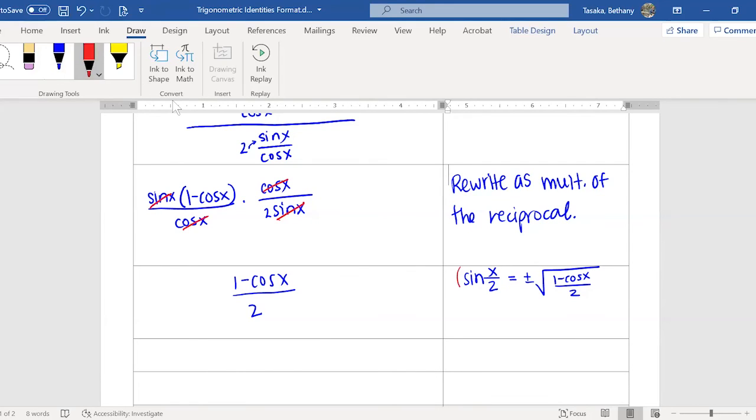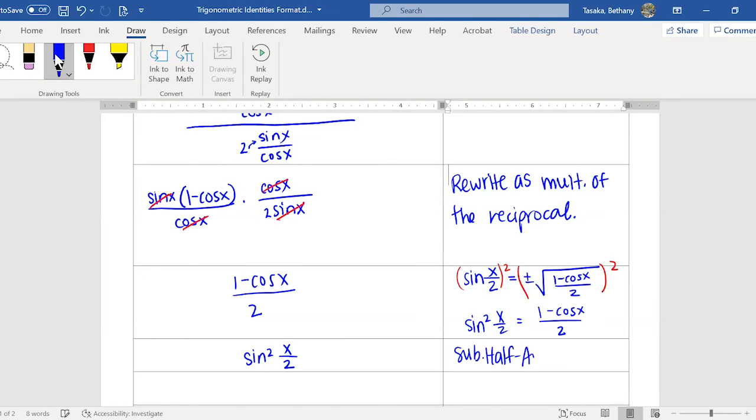So what would happen if both of those were squared? Well, we would end up with sine squared x over 2 and 1 minus cosine x over 2. So this is, in fact, equal to sine squared x over 2. And again, I'm not trying to meet in the middle, so I'm not changing that left-hand side. I'm showing how the right side is equal to that, right? So this is the half angle identity. Okay. See you in the next one.